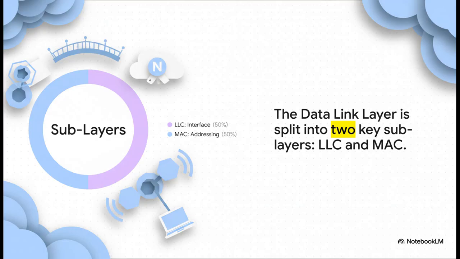Now, to get all this done, the layer is actually split into 2 halves. You've got the LLC, or logical link control, which is kind of like the diplomat that talks to the layer above it, the network layer. And then you have the MAC, or media access control sublayer. This is the one we're really interested in today. It's the part that handles all the physical addressing.